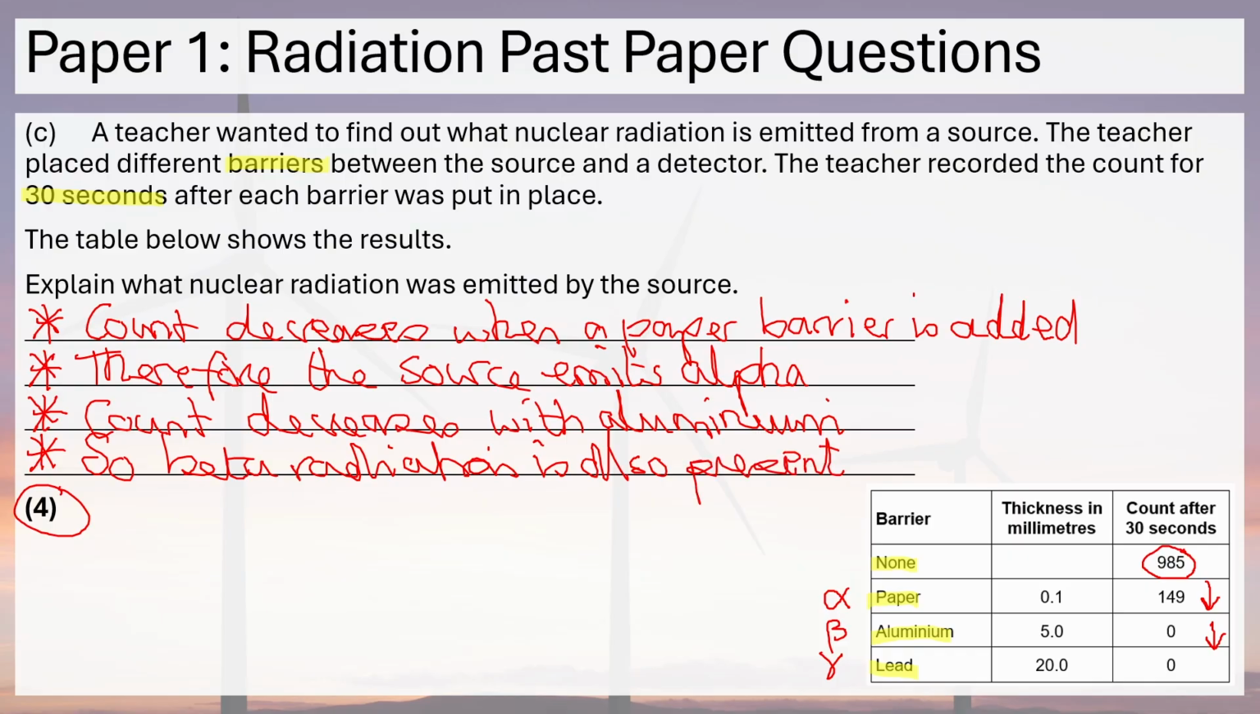And I think the most common mistake I see in a question like this is that students get the first bit right about alpha because they see the effect of the paper and forget that with 4 points there must be something else going on. So it's a really good higher tier question.